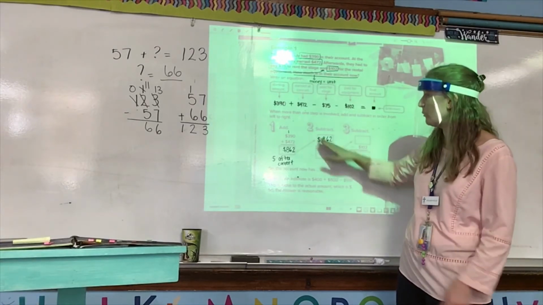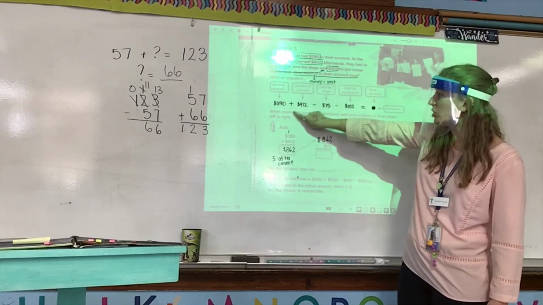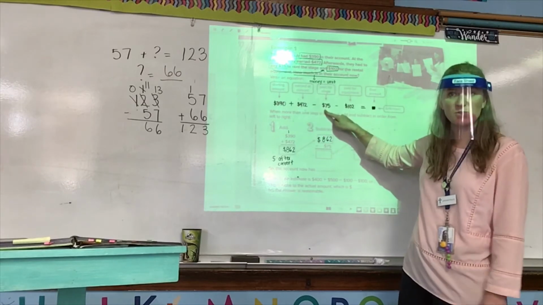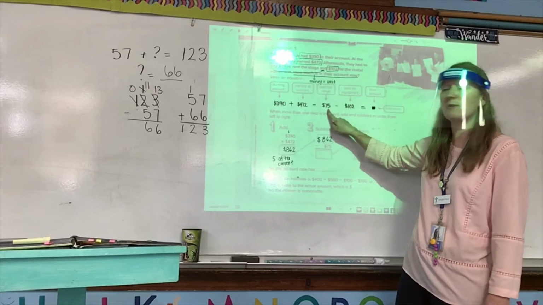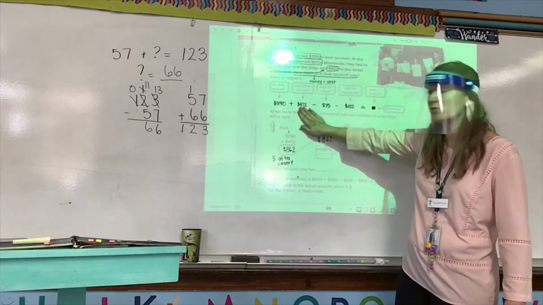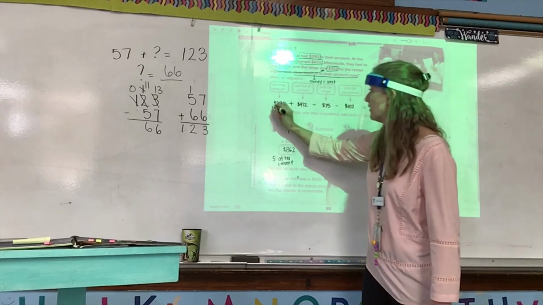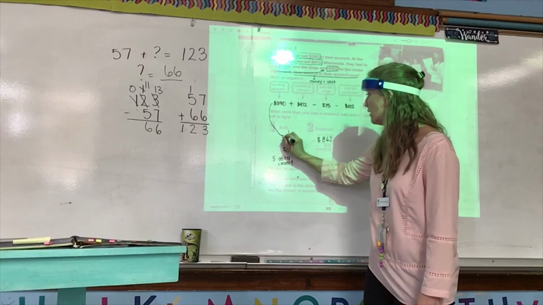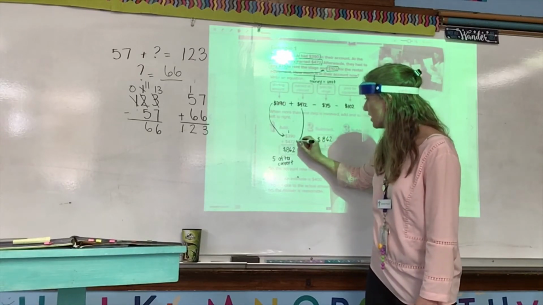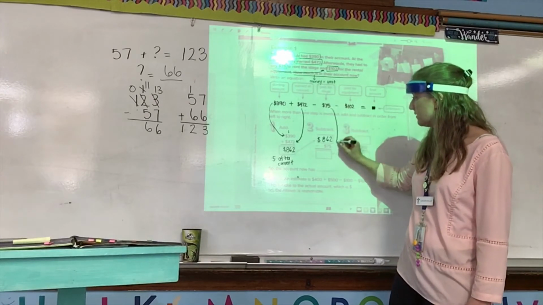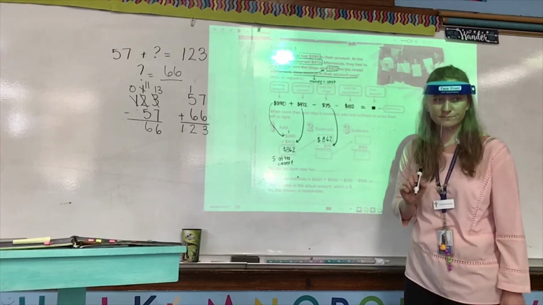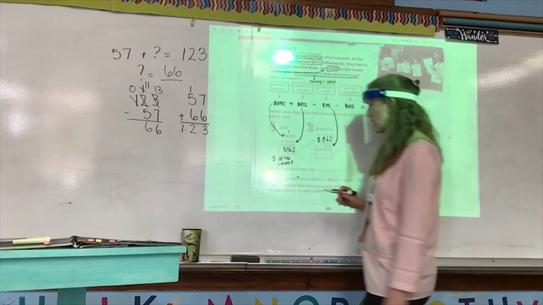Does everybody see why after we add these two numbers, now we have to subtract 75? We're not doing 472 minus 75 because we've already used this 472. So draw these arrows to show you've already used it. Now we're using this number. So now we have to subtract.